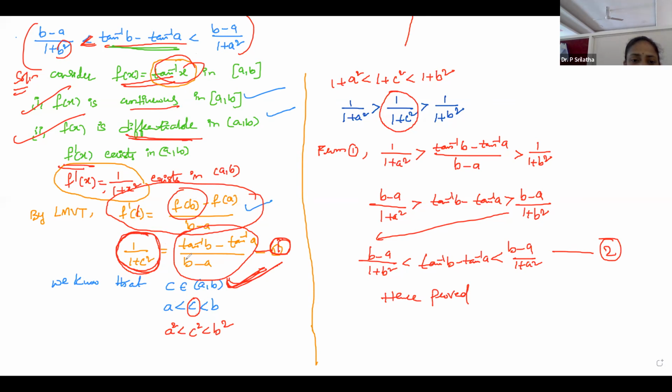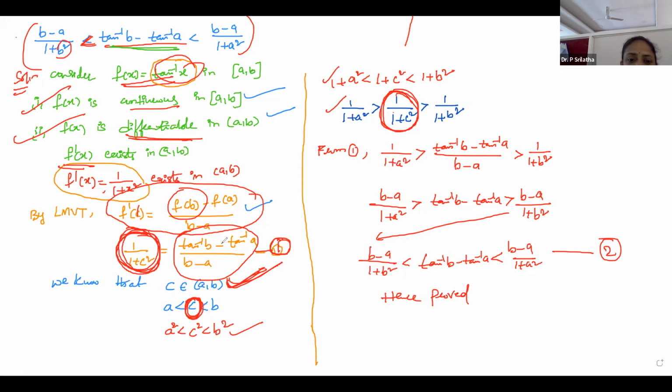So we have to convert the middle value, that is c, into the form of 1 by 1 plus c square. For that we take squaring on both sides, then add 1 on both sides, then take the reciprocal on both sides. After that, c will be converted to 1 by 1 plus c square.